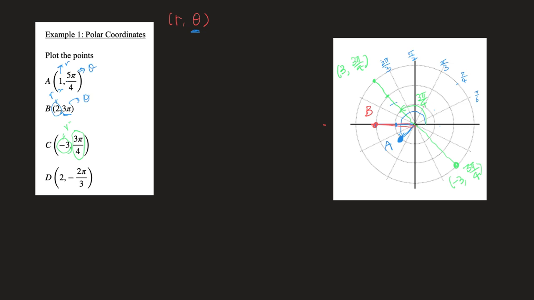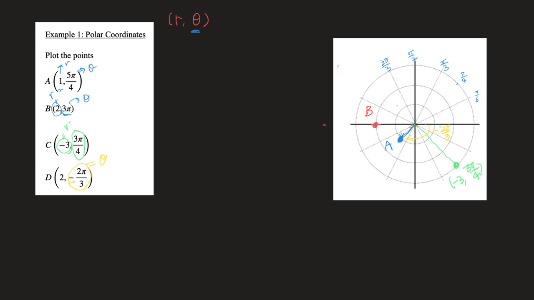Now, last one. This angle is going to be theta, negative 2 pi over 3. Negative means the opposite direction. So negative 2 pi over 3 should be right here.